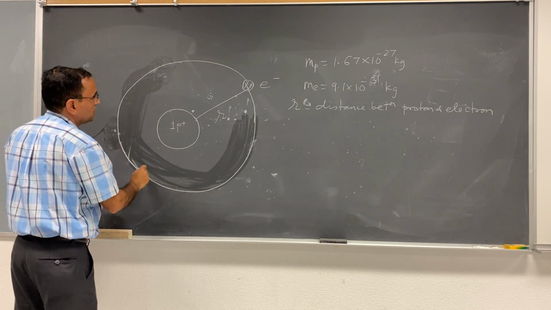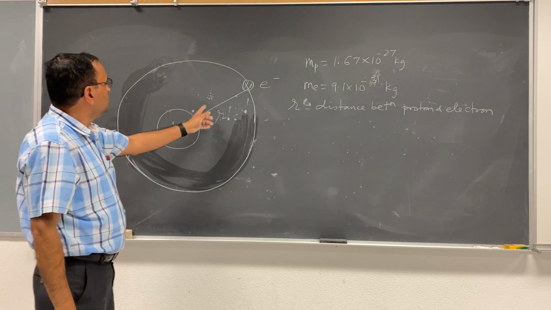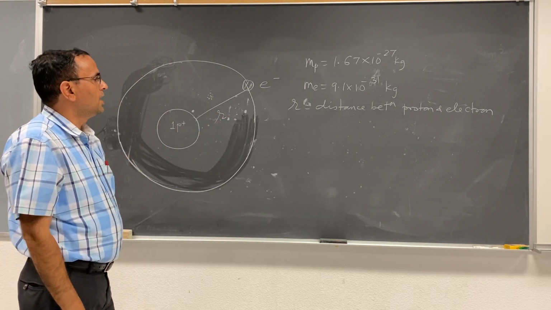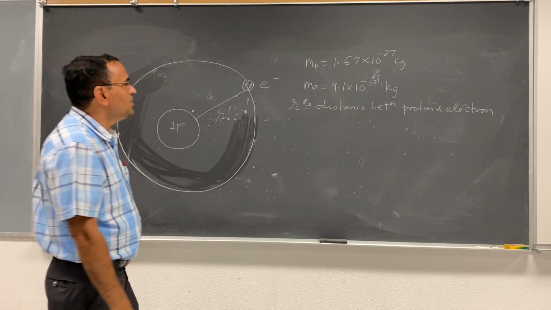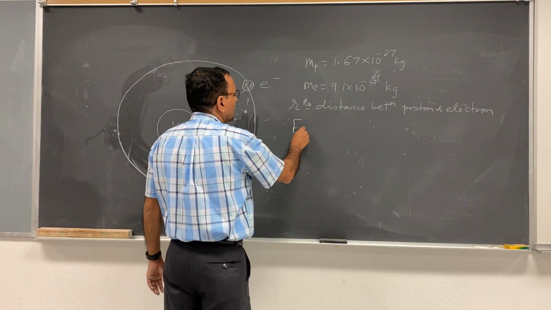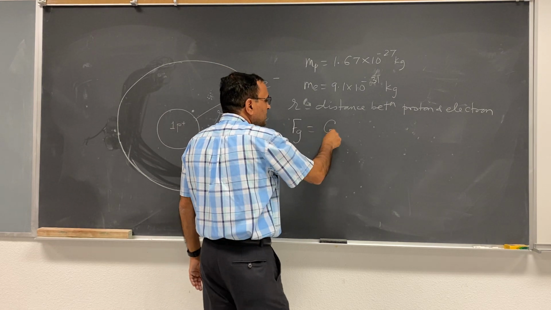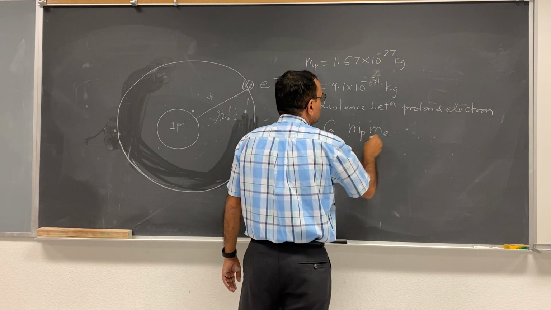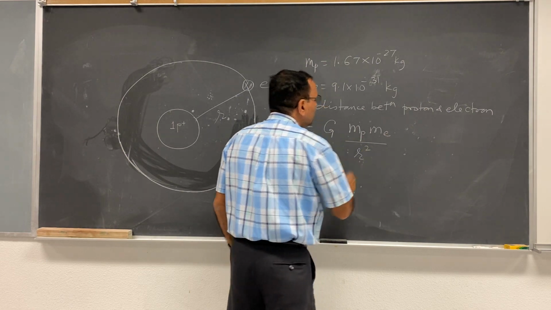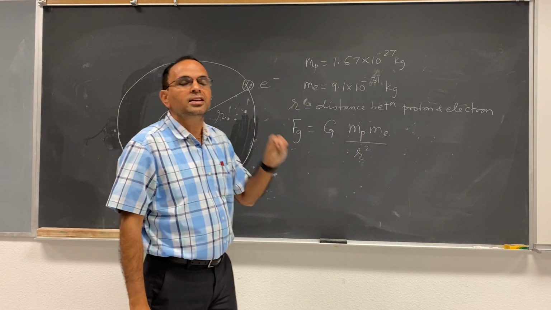Make a circular one. Okay, so R is the distance between the proton and electron. So you can calculate the gravitational force. What is your gravitational force? F of G equal to G times mass of proton times mass of electron, divided by r square. Calculate this. You figure out the r, the radius of the hydrogen atom.